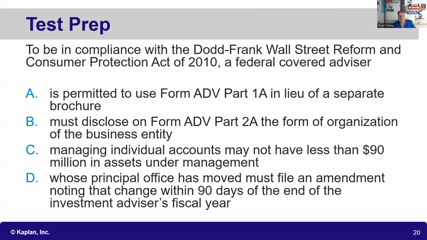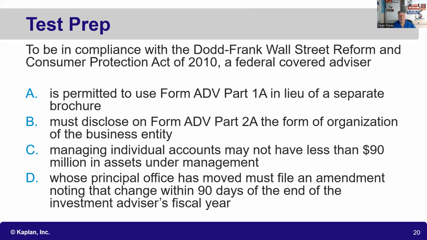A, is permitted to use Form ADV Part 1A in lieu of a separate brochure. No, remember, that's not Form ADV Part 1A. It's Form ADV Part 2 that can be used in lieu of a separate brochure. B, must disclose on Form ADV Part 2A the form of the organization of the business entity. No, again, that's on Form ADV Part 1, whether you're an LLC, your investment advisory firm, or an S Corp, or a C Corp, or a partnership.